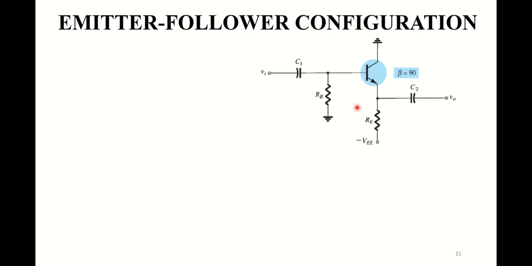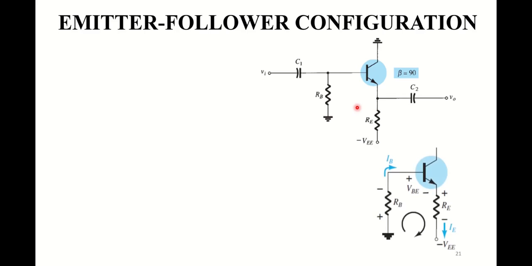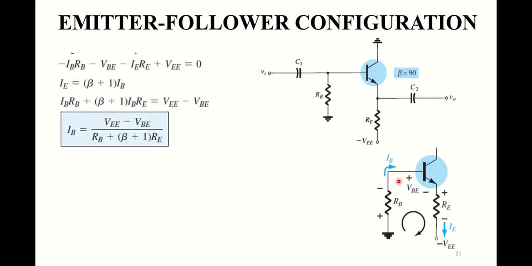The input loop of the given circuit after redrawing for DC analysis looks like the one shown in this figure. When we apply the KVL equation on the redrawn input loop, we get this equation for the base current IB. This final equation for IB can be obtained by replacing IE with (beta plus 1) IB, as shown here.